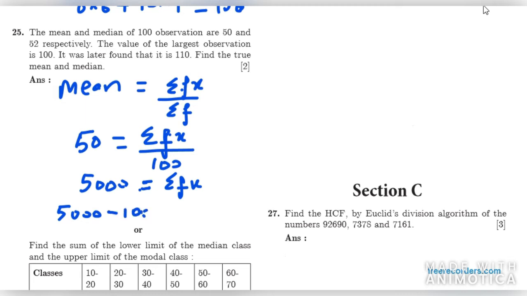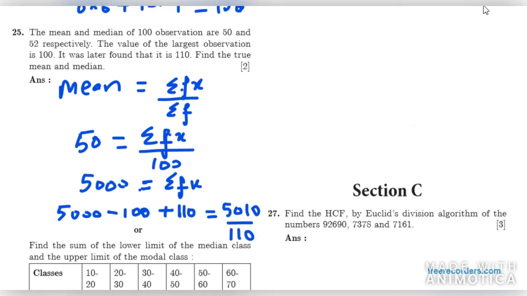Now the original value he found was 110, so add 110 to it. So it will be minus 10. Sorry, it will be 10. So it will be 5010. The corrected mean will be 5010 over the total number of values.